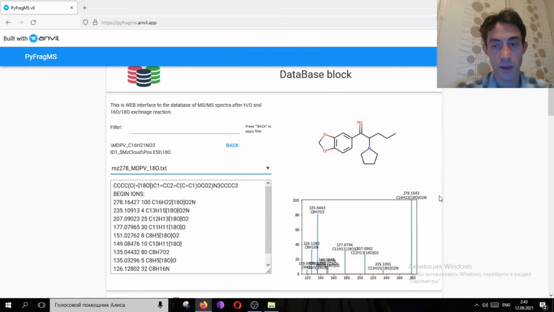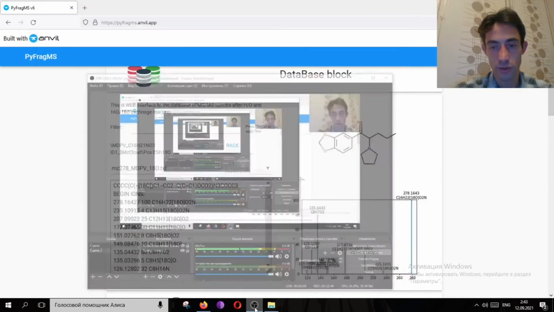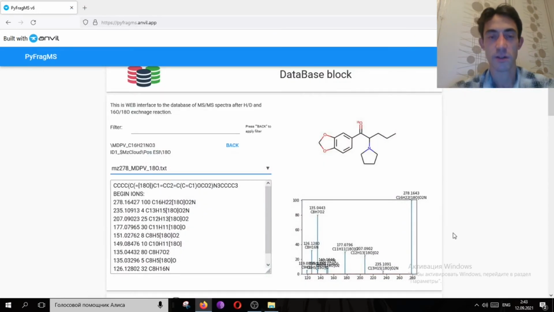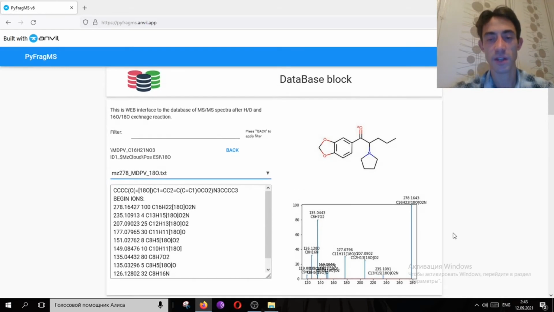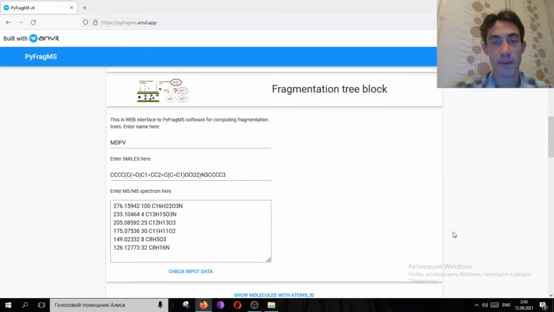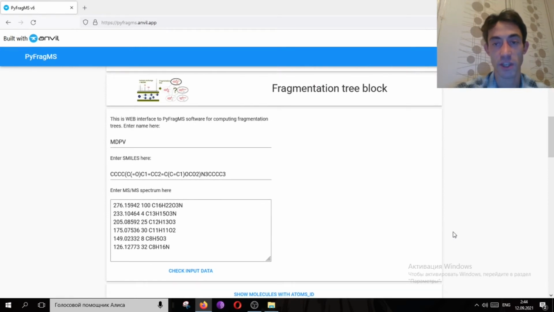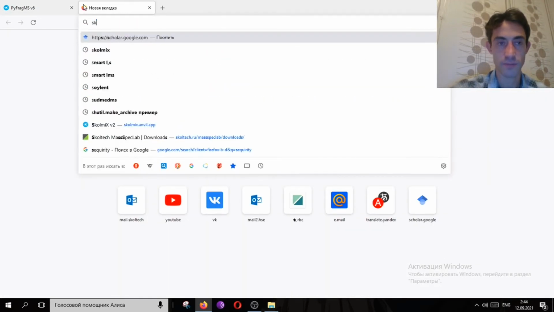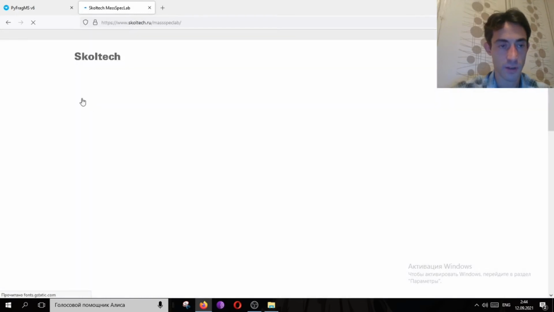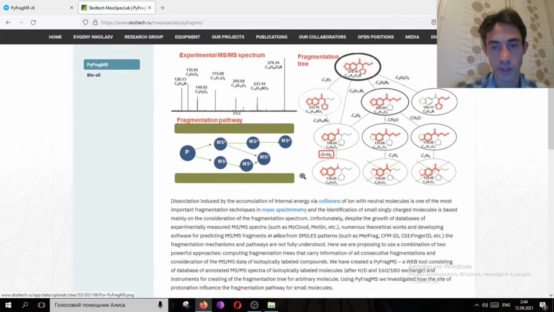Okay, now let's move to the second part of PyFragMS. The second part is instruments for creating fragmentation trees. What are fragmentation trees? A fragmentation tree is a directed graph that carries information of the fragmentation pathways. Let me show you.